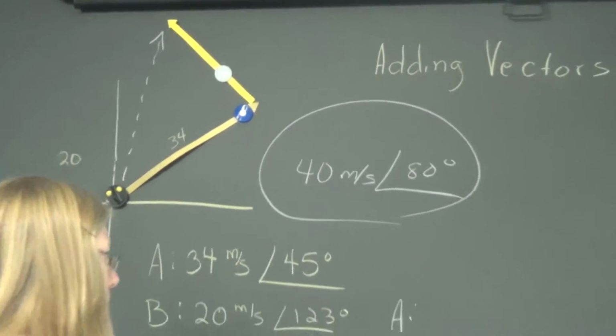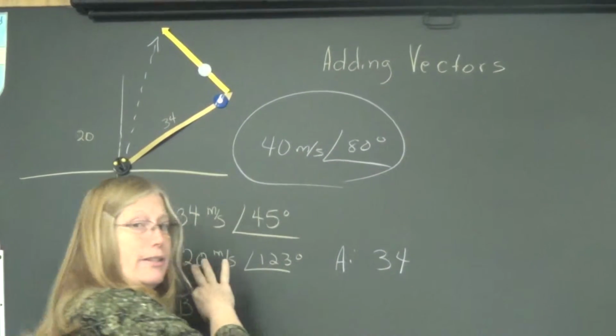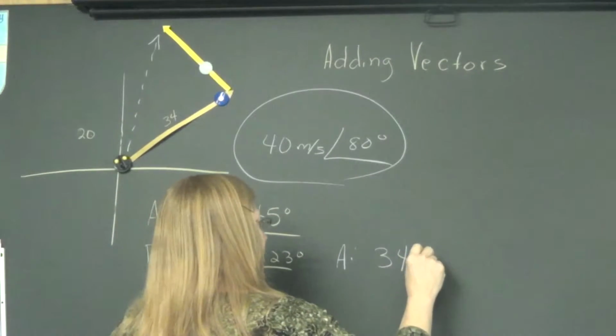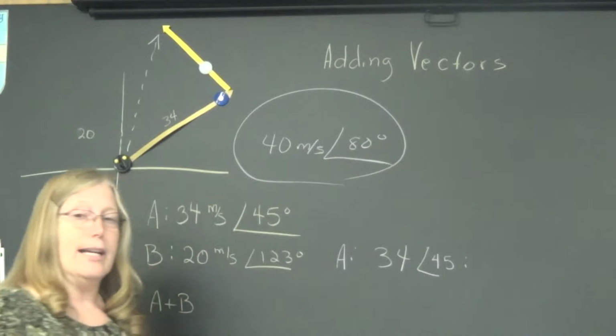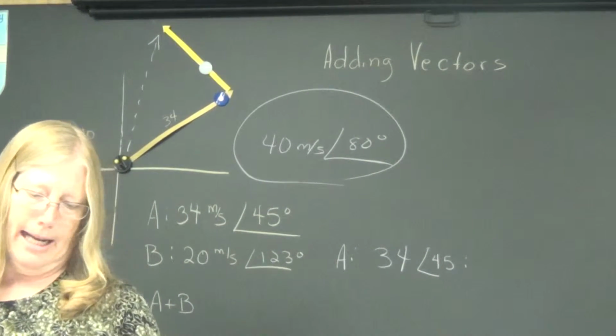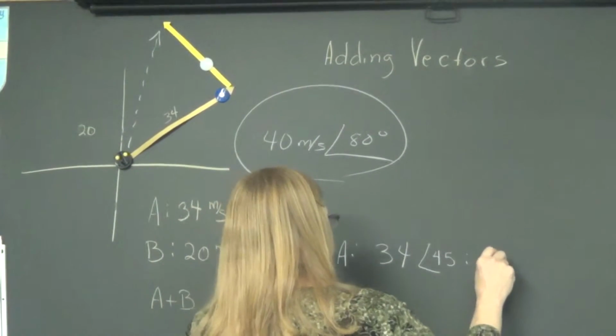So the A is 34. I'll drop the units just so I'm not cluttering up my work. I'll put them in at the end. At 45. So I needed the X and Y components. I'm going to need your calculators out and on, and when I ask you for a step in this process, you can give it to me.